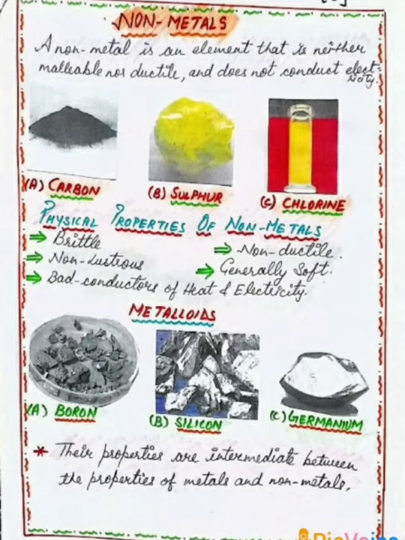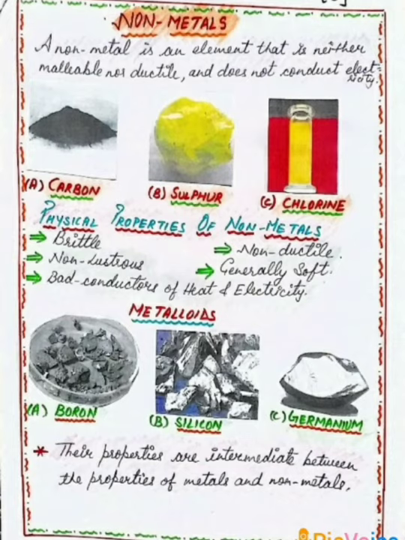Fifth, non-metals are generally soft, except diamond, which is extremely hard non-metal. Most of the solid non-metals are quite soft. They can be easily cut with a knife. For example, sulfur and phosphorus are solid non-metals which are quite soft and can be easily cut with a knife.